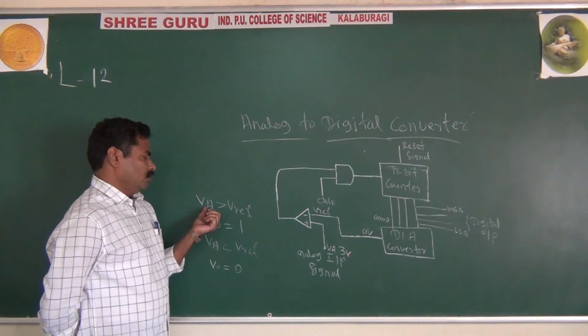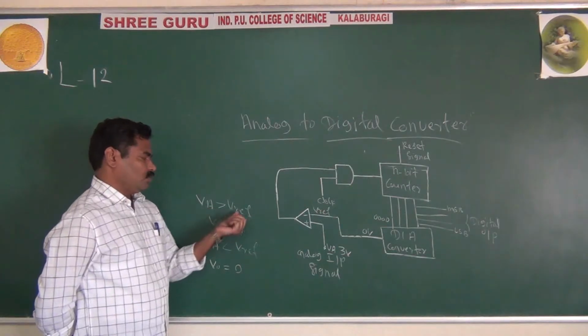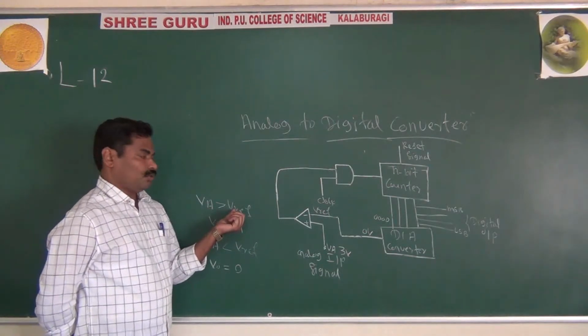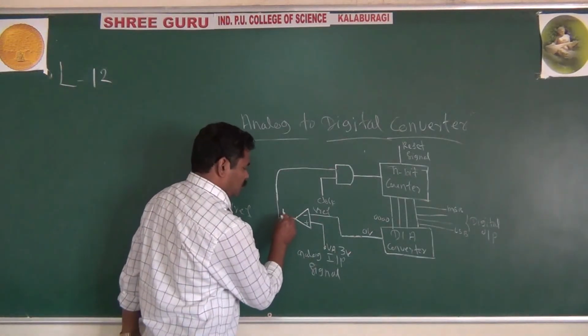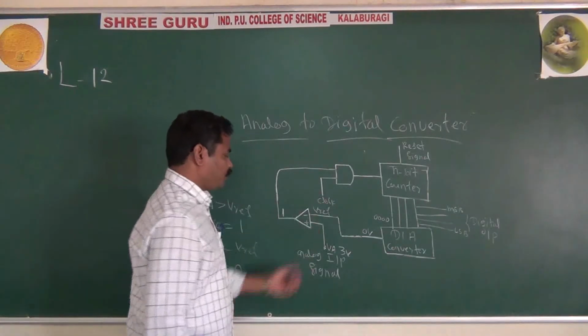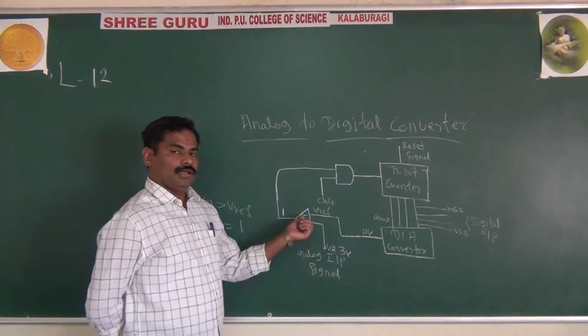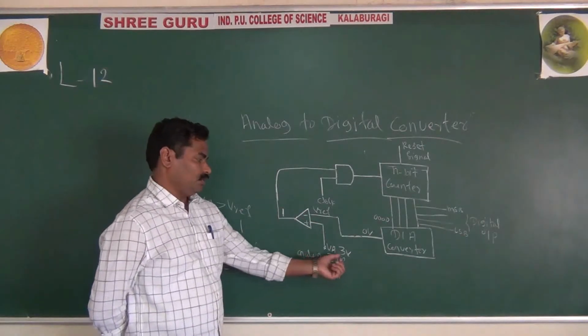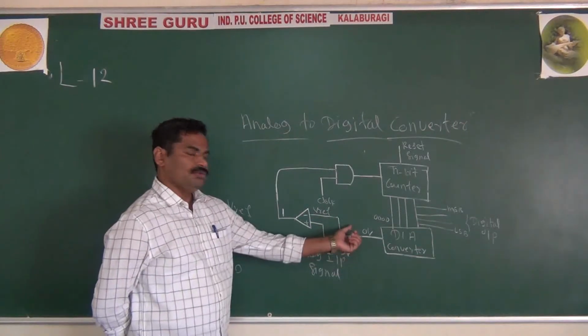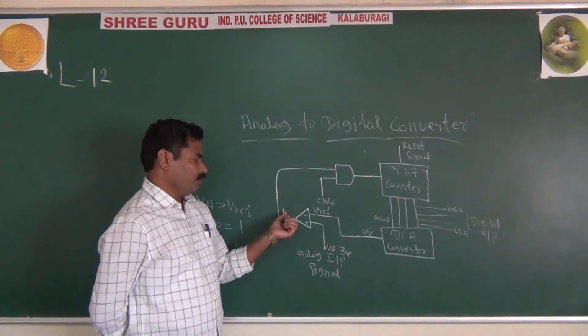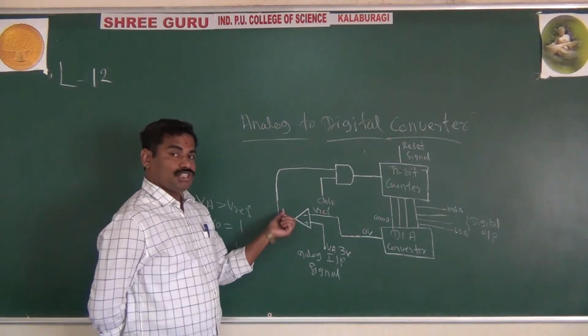The condition is that VA is greater than VREF, the reference voltage: the input voltage is more than the reference voltage. Then what happens? Your comparator will give the output as high, because the 3 volt is more than 0 volt. That's why the comparator will give the output as 1.